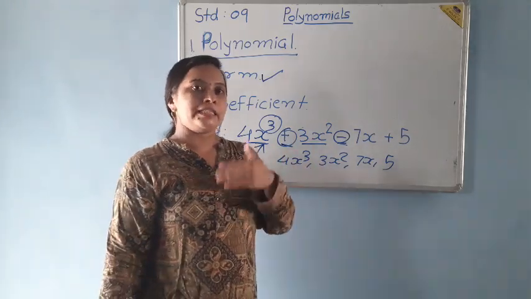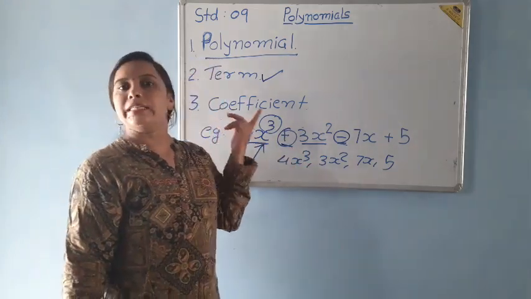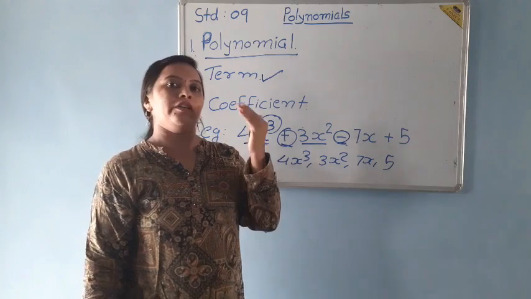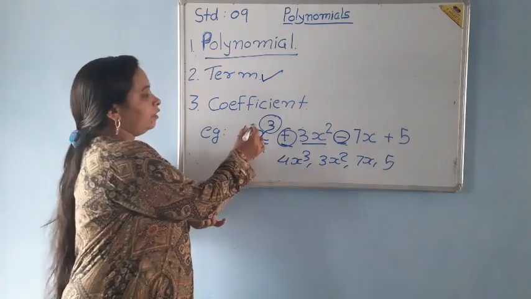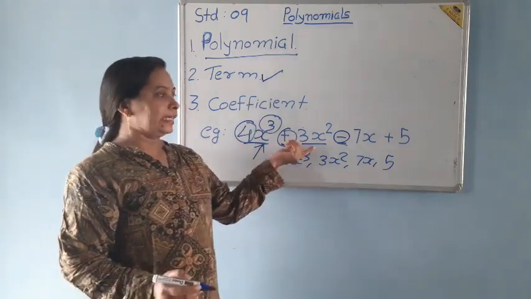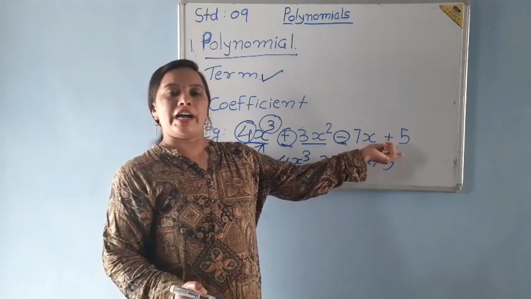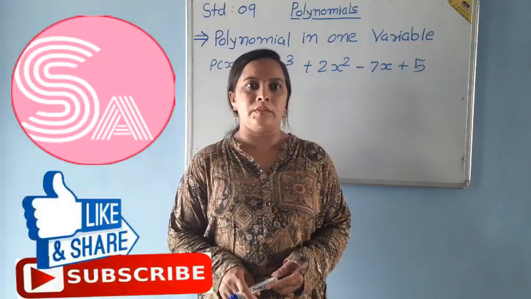Now the next term we have to know is the coefficient. What is the meaning of the coefficient of the polynomial? Look at the example here. The constant parts 4, 3, 7, 5 are known as the coefficients of the polynomial.